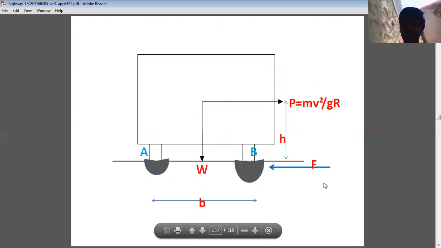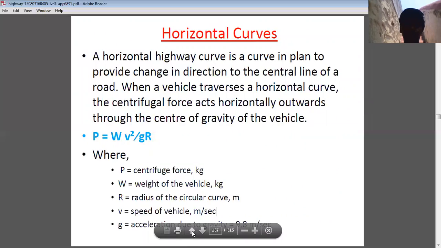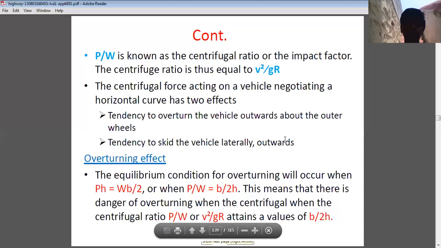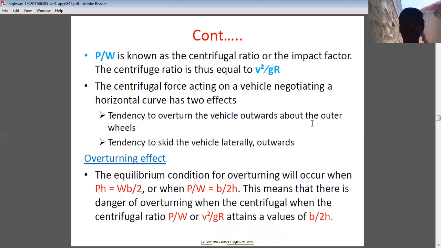Different forces are acting. B is the width of the vehicle. P is the centrifugal force acting on the vehicle. P by W is known as the centrifugal ratio, or impact factor. The centrifugal ratio is thus equal to V square divided by g R.